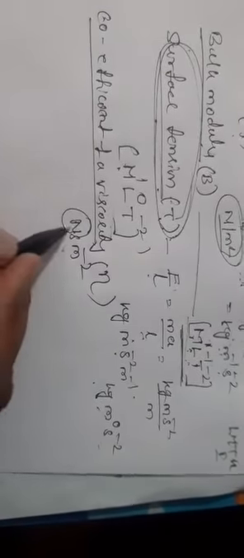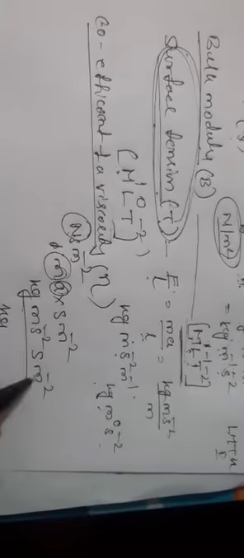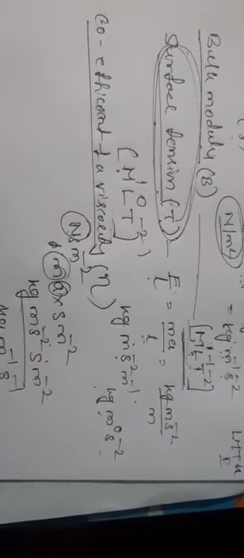Newton is the unit of force. Force means mass into acceleration. The unit of mass is kg. The unit of acceleration is meter second inverse square. Simplify this: kg meter power 1, meter power minus 2 gives meter power minus 1, and second power minus 2 plus 1 is second power minus 1. So the standard SI unit of the coefficient of viscosity is Newton second meter inverse square, or kg meter power minus 1 second power minus 1.